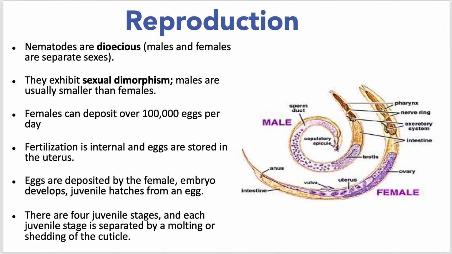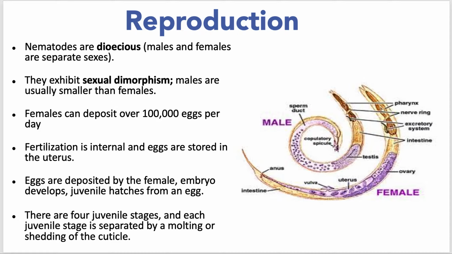Right. For reproduction, nematodes are dioecious, and as a reminder, that means males and females are separate. They do exhibit sexual dimorphism, which is when there's a clear distinction when looking at the species to determine the male and the female. Like it's easy to identify. So males are going to usually be smaller than the females. And typically it's because the female has all those eggs in her.